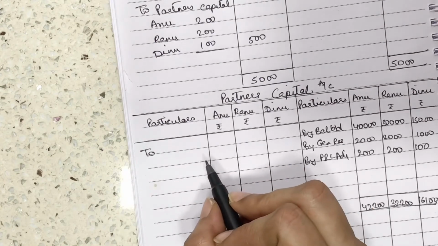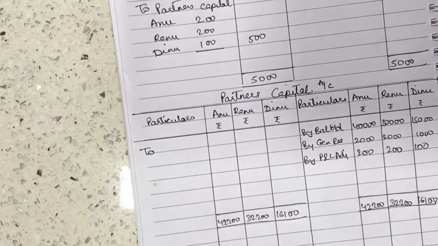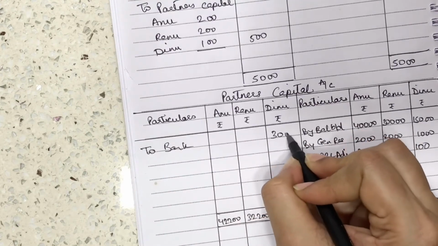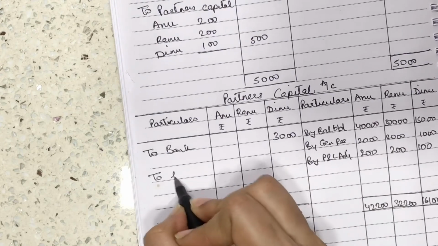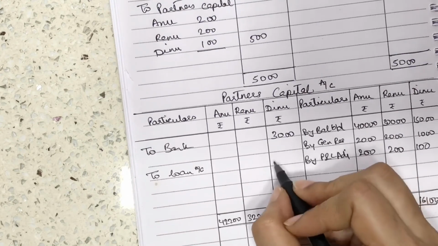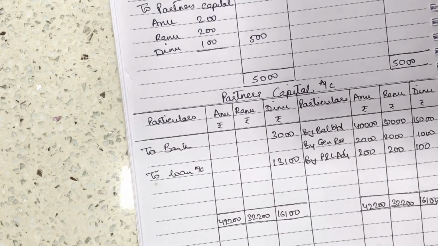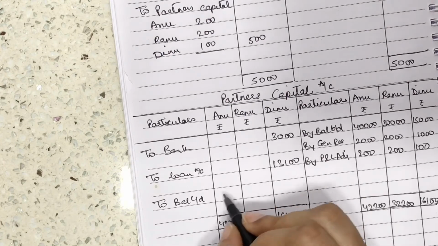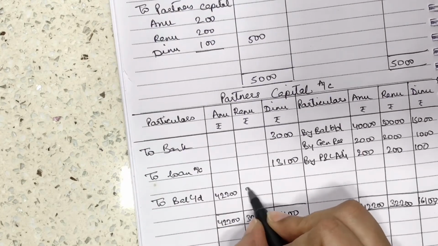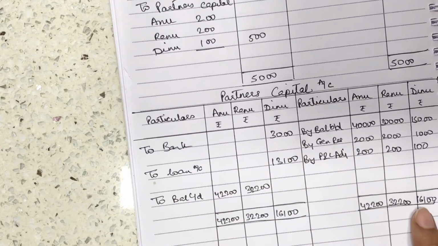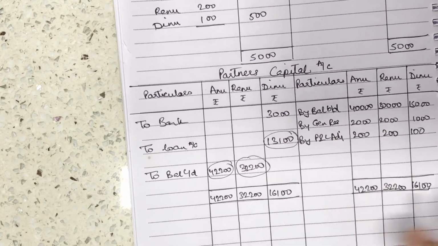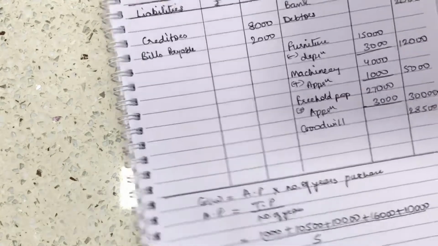So they are saying that he should be paid rupees 3,000 by check. So it will be to bank account. So 3,000 is being paid by check and whatever is the balance will be the loan account. So what is his balance? 13,100. Okay, and the others, whatever is the balance, will go in to balance carried down, that is 42,200 and 32,200. So this will go in loan account balance sheet and these two will go in partners capital account, the continuing partners. So let's finish our balance sheet.